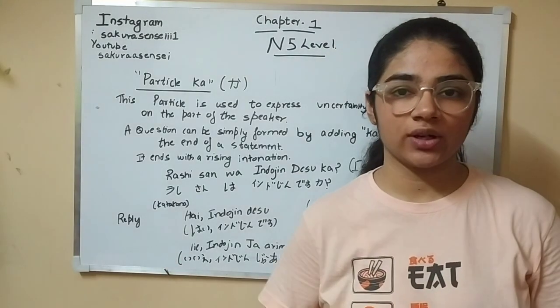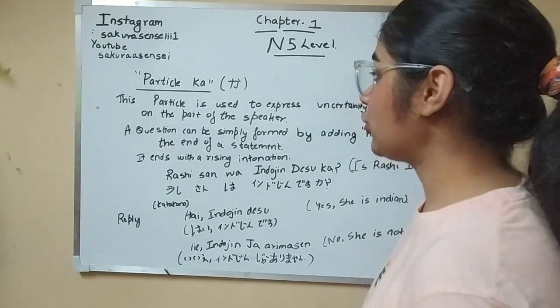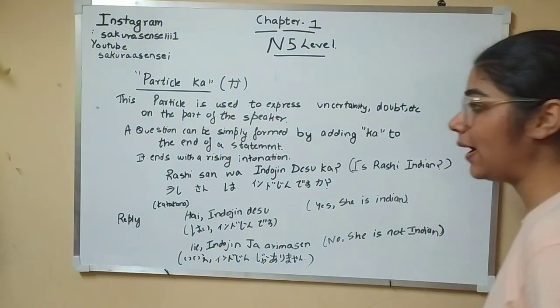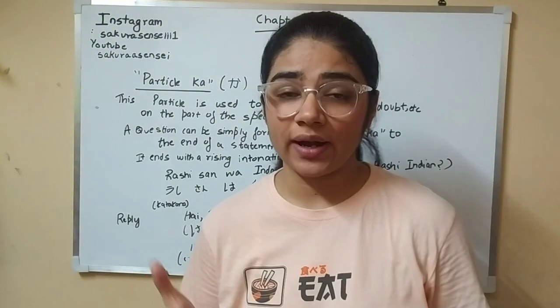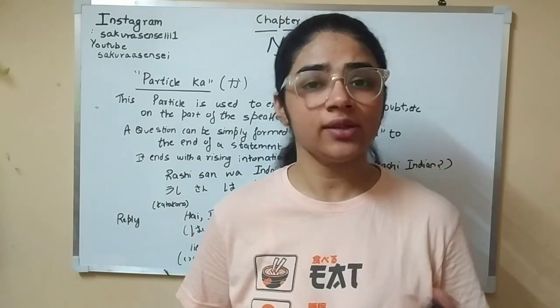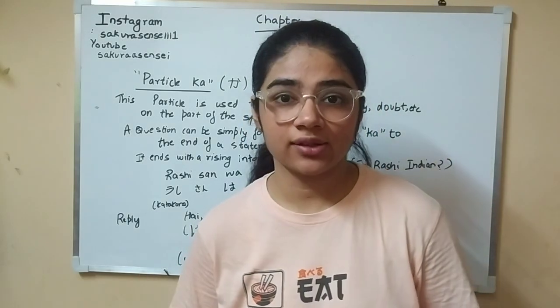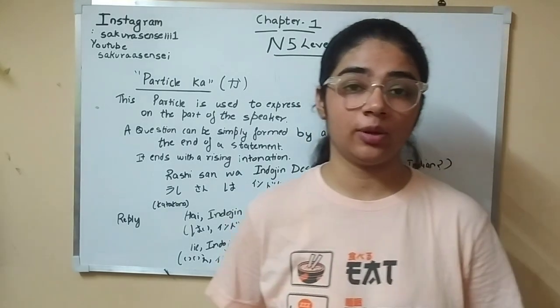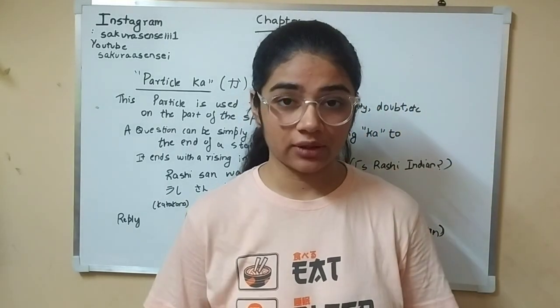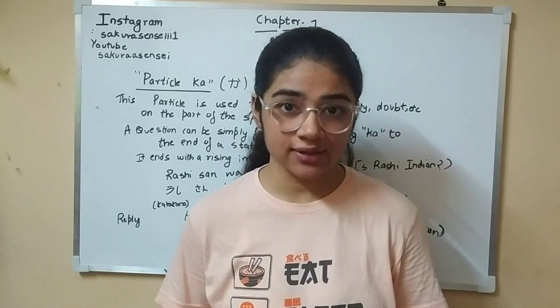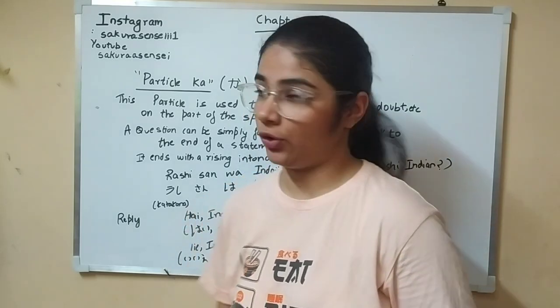So let's move towards the particle ka. The particle ka is used to express uncertainty, doubt, etc. on the part of the speaker. So you will use particle ka to express when you are uncertain about something or you are doubtful about something. And there's also another use which is really common amongst Japanese people, which is that they use particle ka to convert a sentence into a question form.